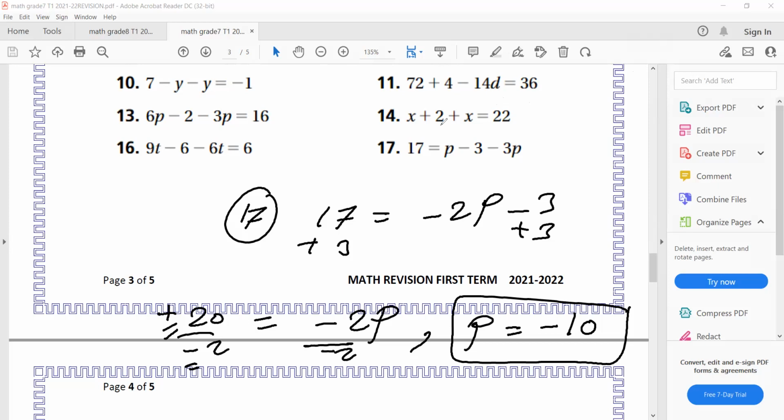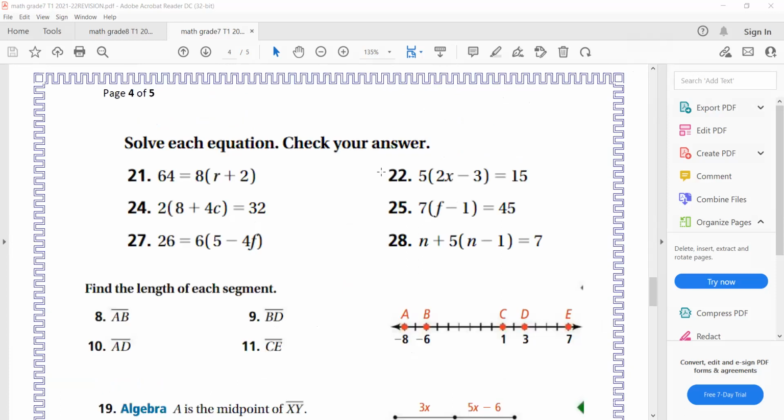Okay, clear the board. How can I solve these questions, my dear? I have 5 times 2x minus 3 equals 15. 5 times 2x, 5 times 2, negative 3. 8 times 2r, 8 times 2. 2 times 2, 4c. 6 times 2, negative 4f. 5 times 2n, 5 times 2, negative 1.